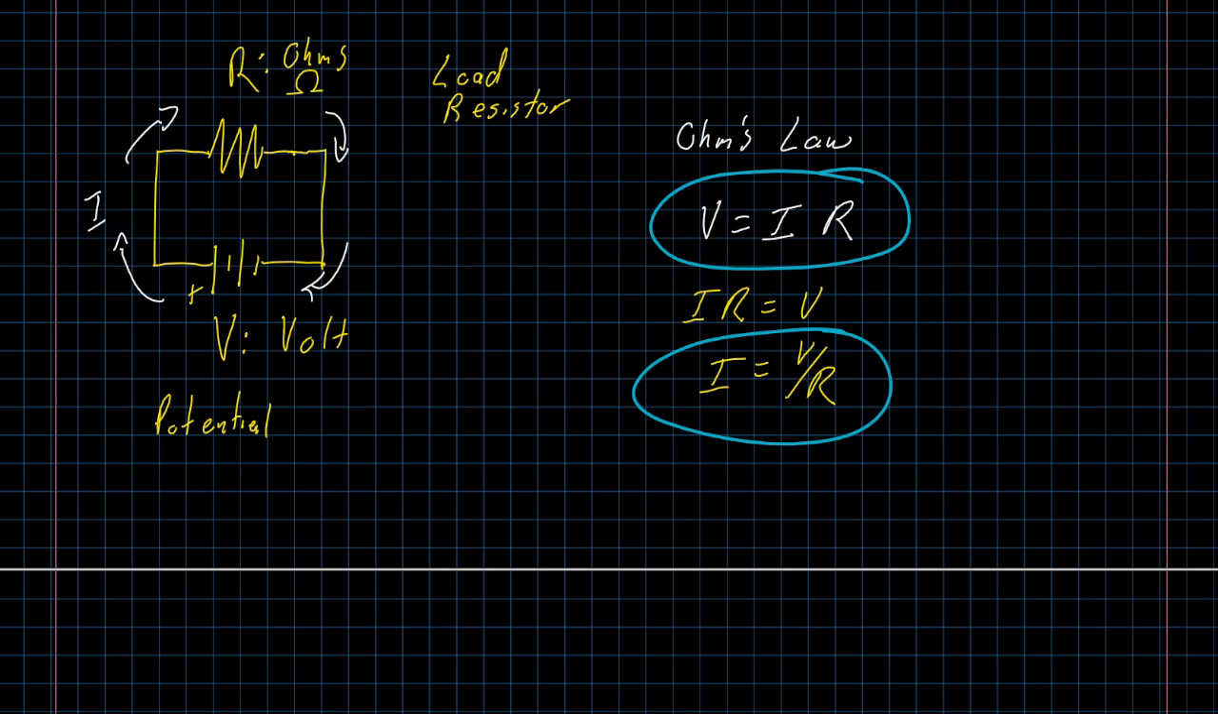This equation also gives us the relationship between the three units of the volt, the ampere, and the ohm. Because if potential is measured in volts, and current is measured in amperes, and resistance is measured in ohms, we get that a volt is an ampere times an ohm, or that an ampere is a volt divided by an ohm. Or again, if you really cared, you could say that an ohm is a volt divided by an ampere.